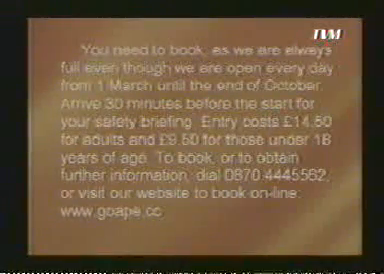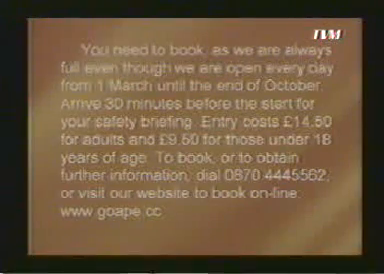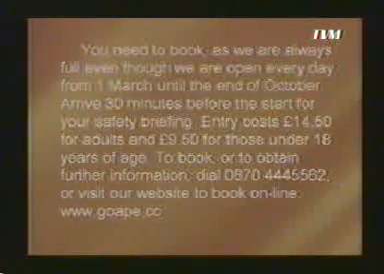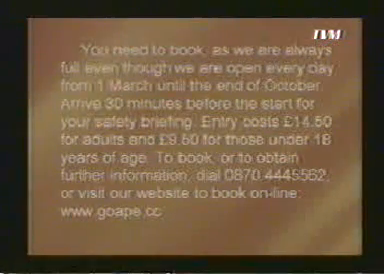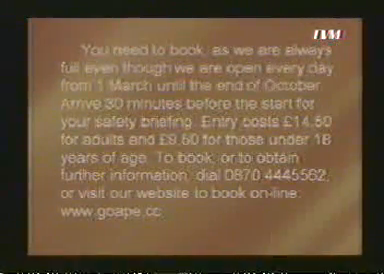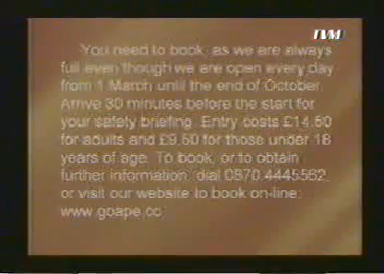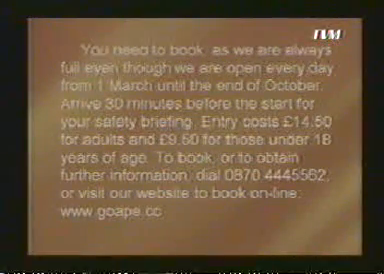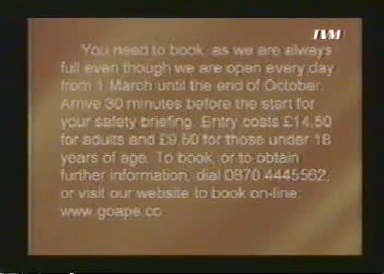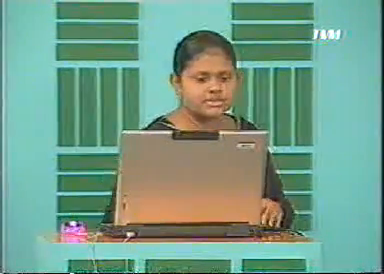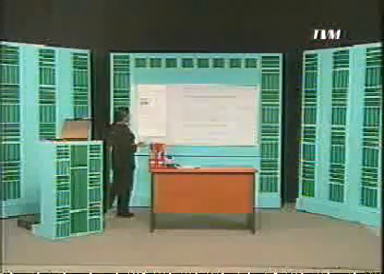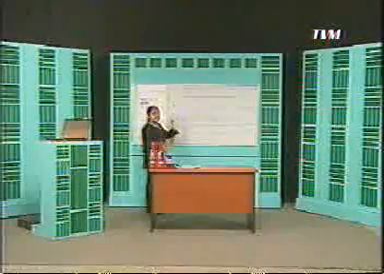Entry costs £14.50 for adults and £9.50 for those under 18 years of age. To book or to obtain further information, dial 0870 444 5562 or visit our website to book online www.goape.cc. Alright, now that we have seen or quickly skimmed through the text, now look at the questions over here.